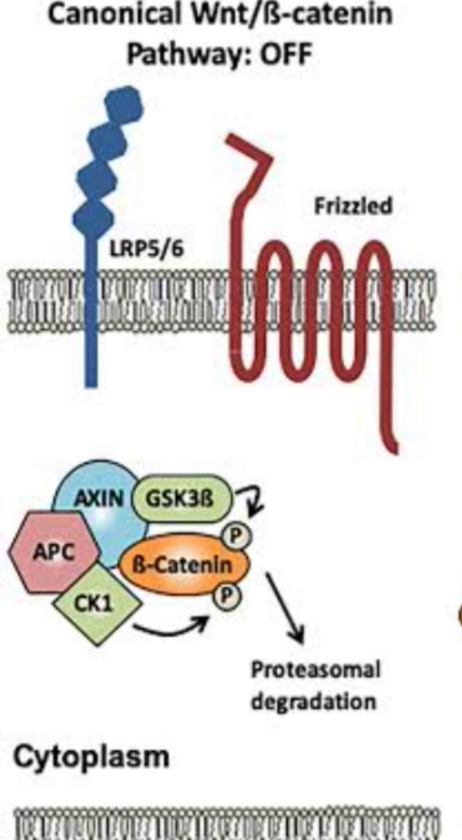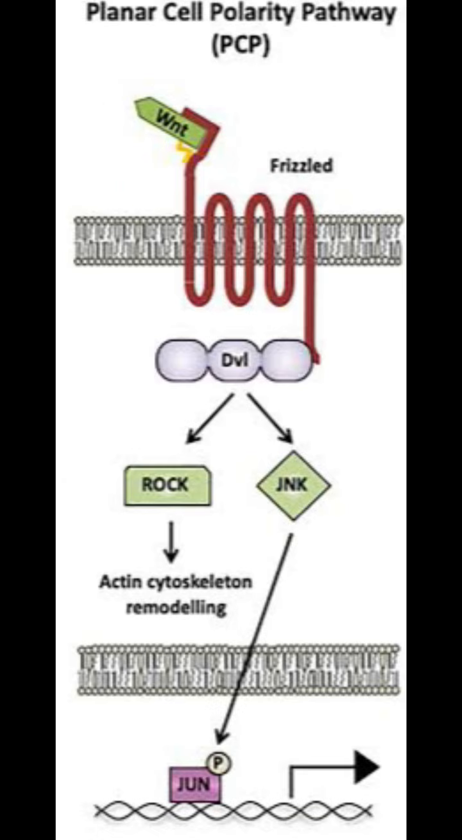Whereas if we see the PCP pathway, the non-canonical pathway, beta-catenin is not involved. So DVL, ROCK, JNK, RhoA and RAC are the main effectors. The outcome is cytoskeletal changes and cell polarity, and the biological role is cell movement, polarity and tissue development.